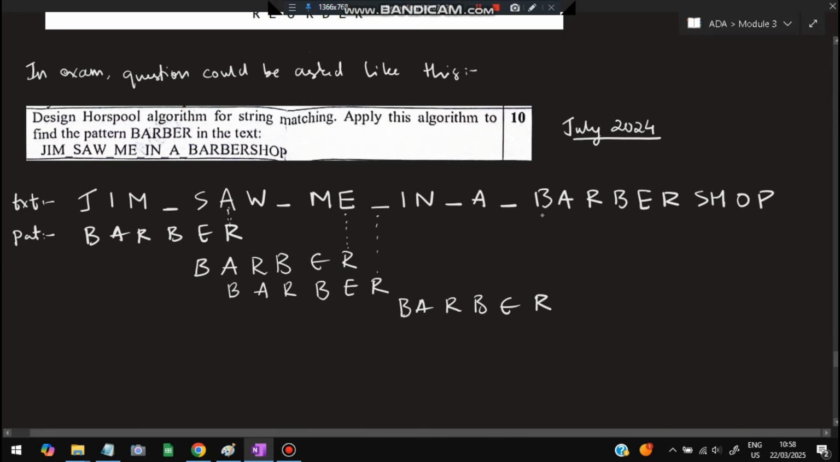Then again compare. B with R, is B equal to R? No, it's not. Where is the previous B present? Previous B is present here, so align it with that.